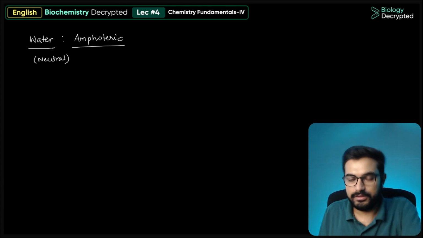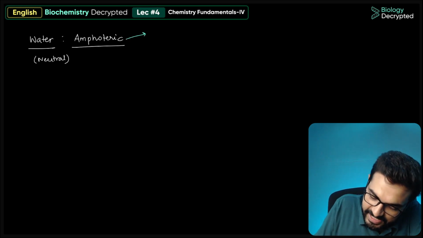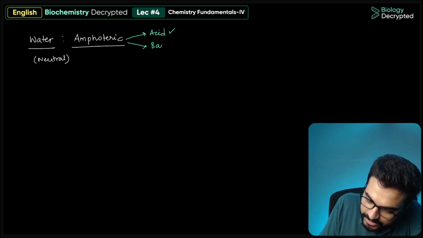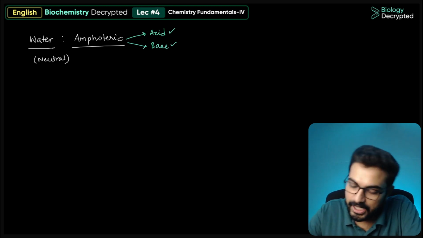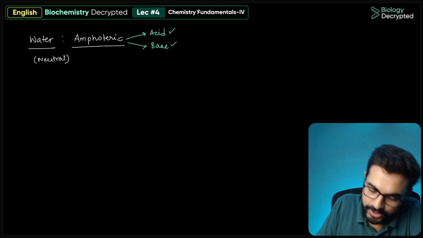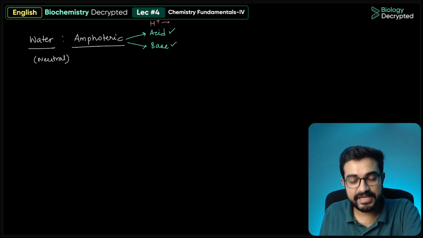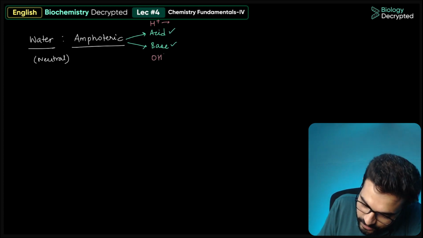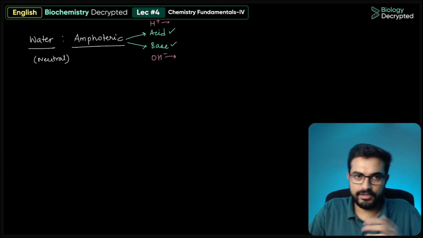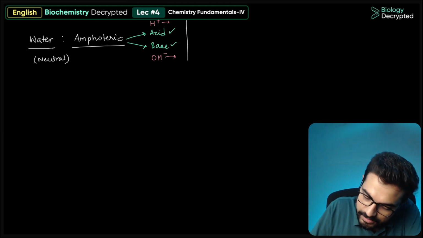What does this mean? An amphoteric substance is a substance that is capable of behaving as an acid. It is also capable of behaving as a base. Now, if we talk about the simple Arrhenius concept of acids and bases, what we can say is an acid is one which gives H plus ions in solution, and a base is one which gives OH minus ions in solution. And this is very simple. Here, when we talk about solutions, we are obviously talking about aqueous solutions.